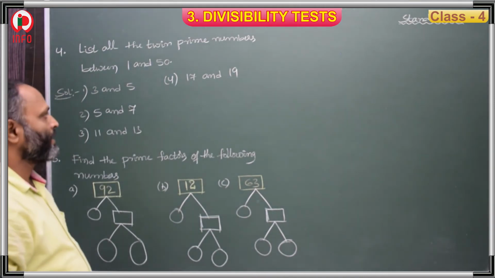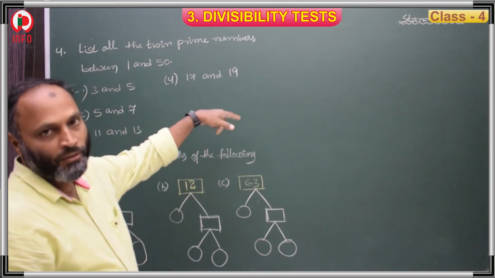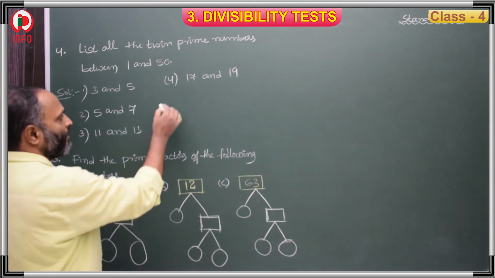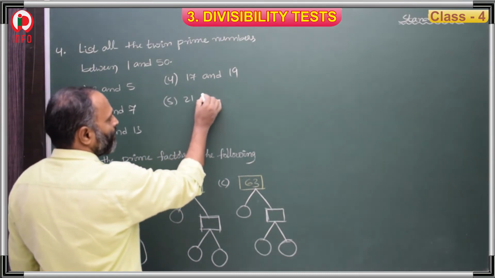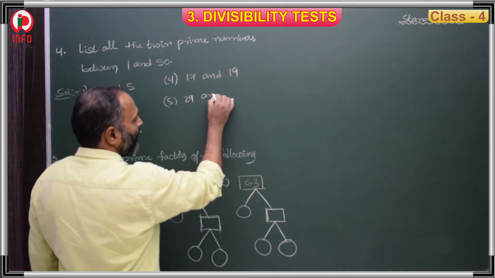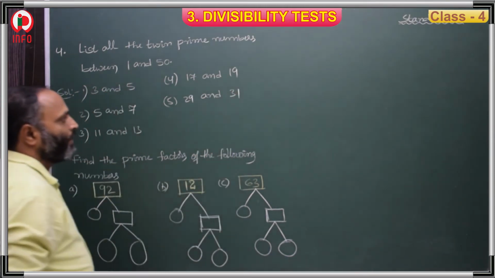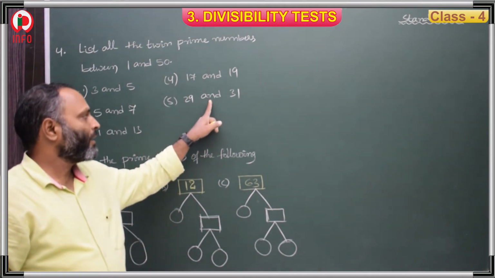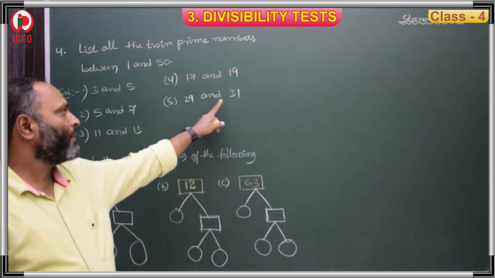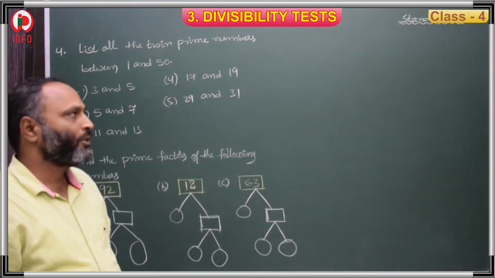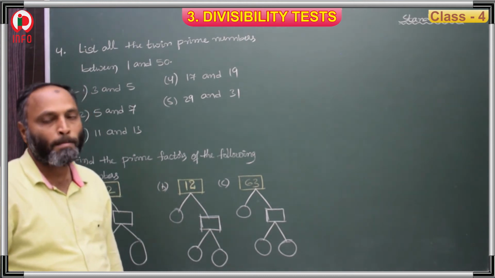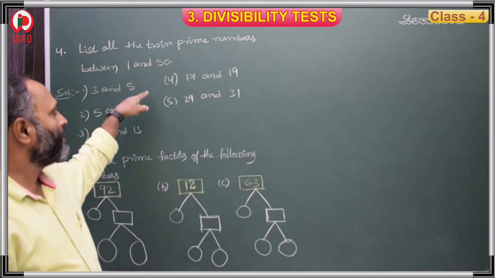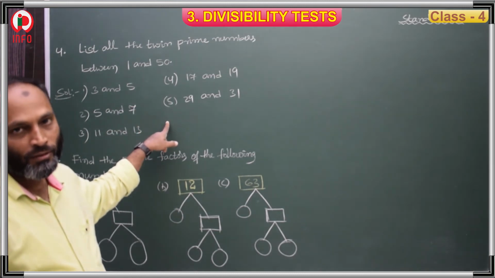Next, 29 and 31. One composite number is there between them, which one? 30. So if any composite number is there between two primes, then they are twin primes. The remaining pairs you have to think and write.